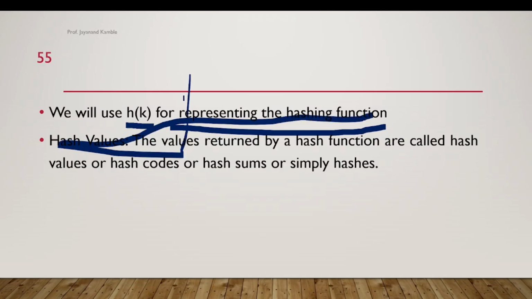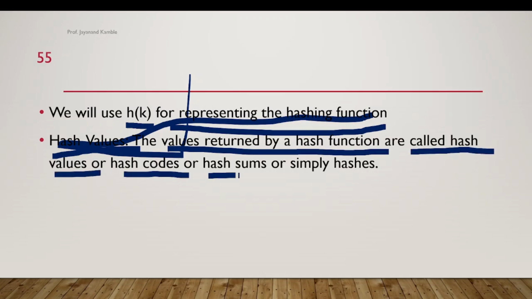Okay, and what is a hash value? The values returned by the hash function are called hash values, or hash codes, or hash sums, or simply hashes. In different terminologies and different textbooks, you might see hash values, hash code, hash sums or simply hash. Different books may use different terminology, but one of these four might be used. So is it understood by everyone what a hash value is? When we apply the hash function on the values, we get the hash code.